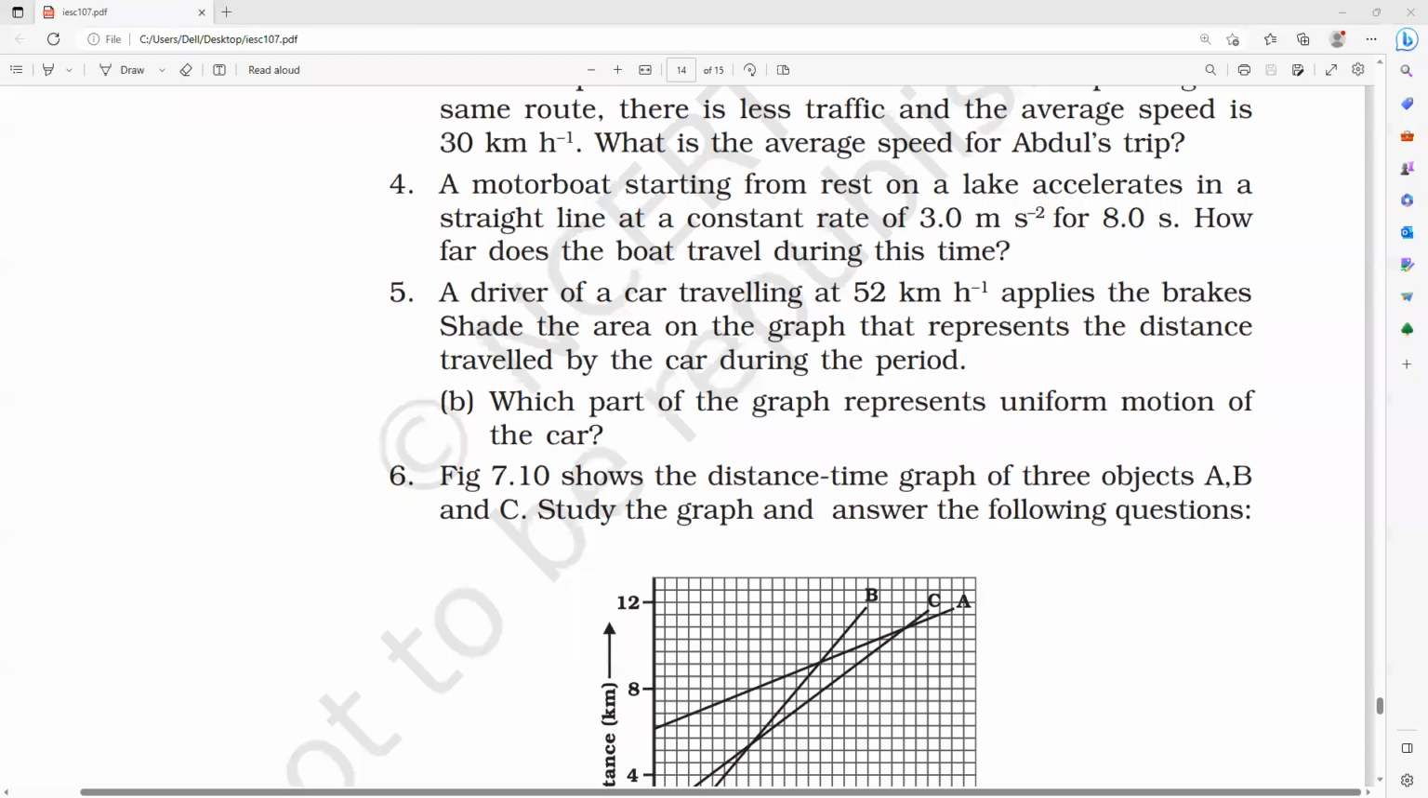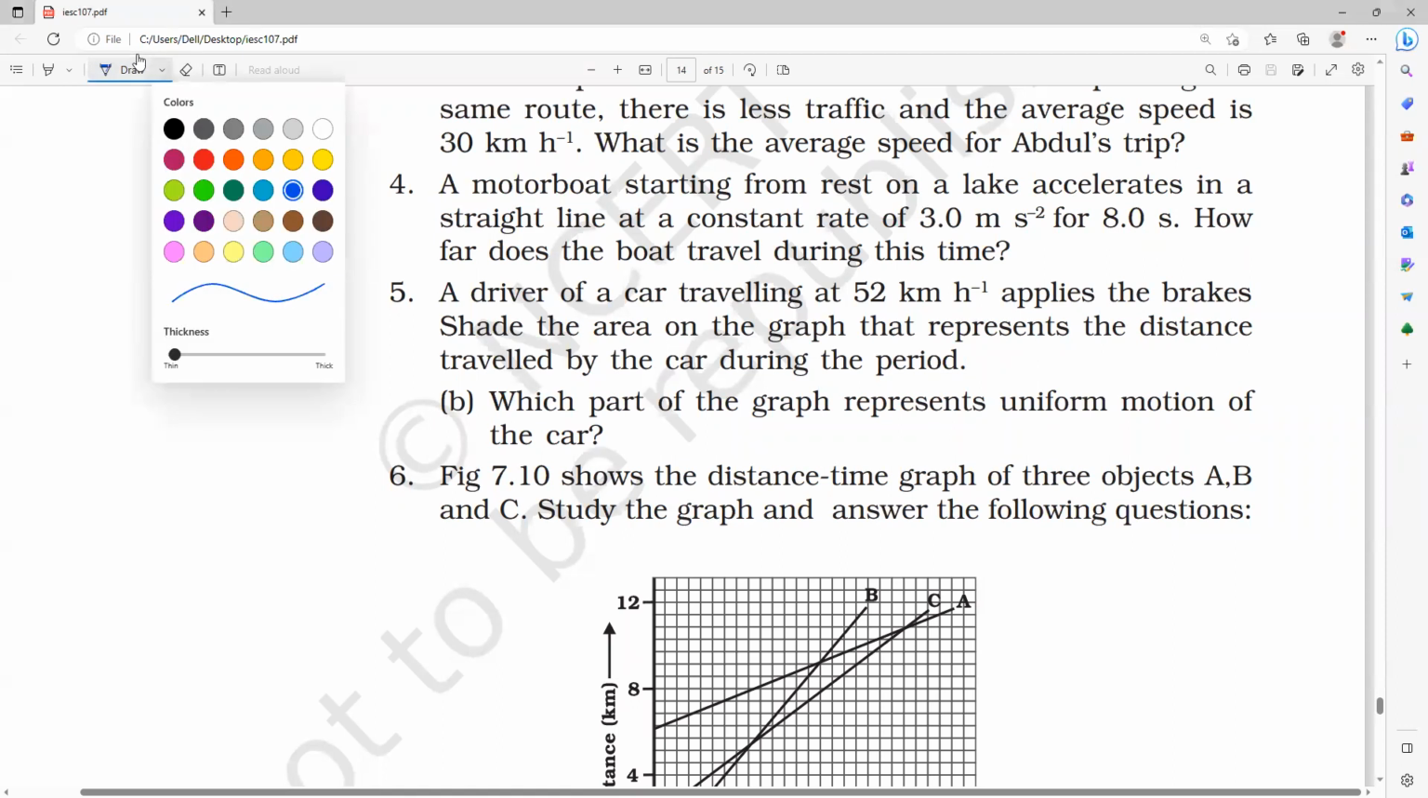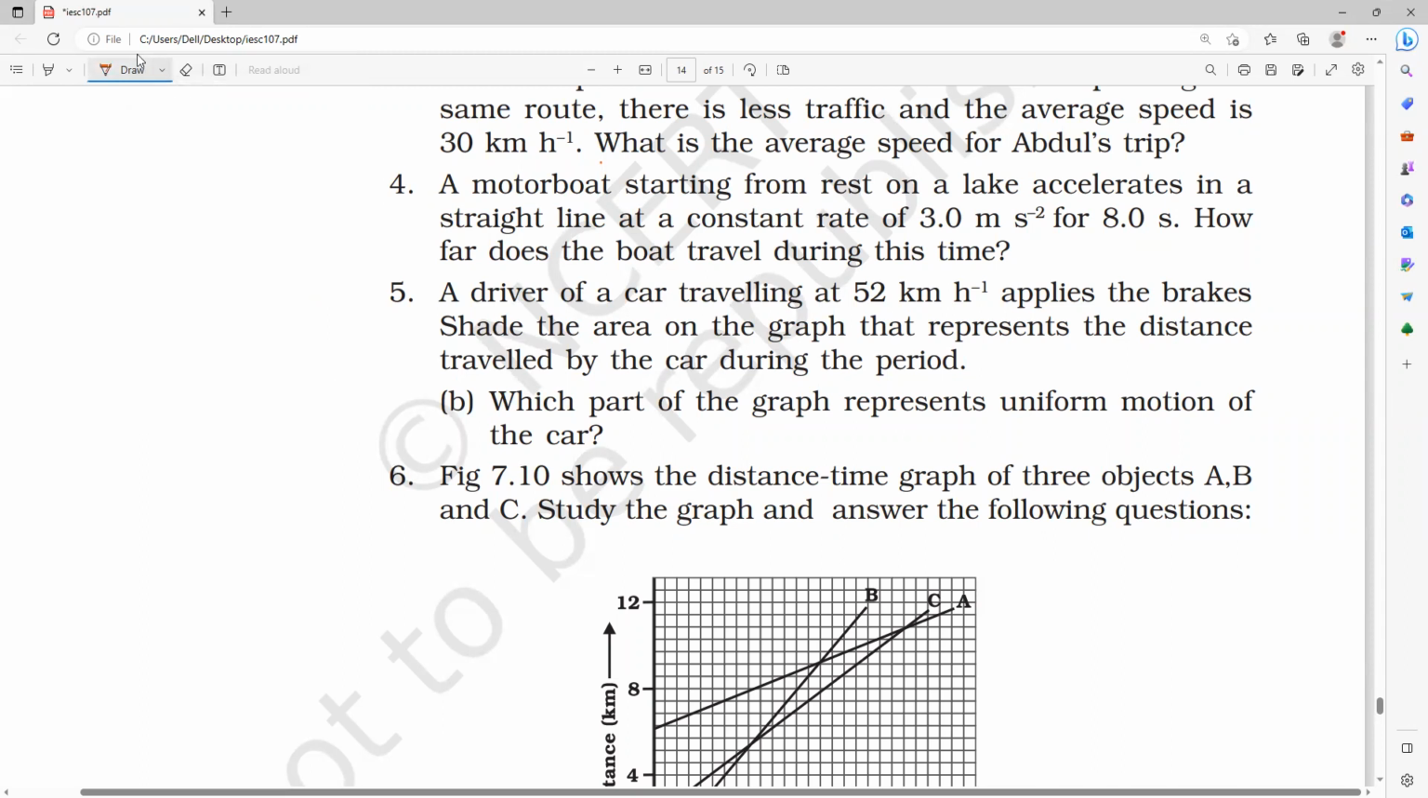Next, fourth question, all of you. Who will read? Mr. Lingesh, read the fourth question. A motorboat starting from rest on a lake accelerates in a straight line at a constant rate of... Wait. First, a motorboat starting from rest means something is zero. Anybody can tell? Initial velocity is zero. Very good. Accelerates in a straight line at a constant rate of 3 meter per second square.